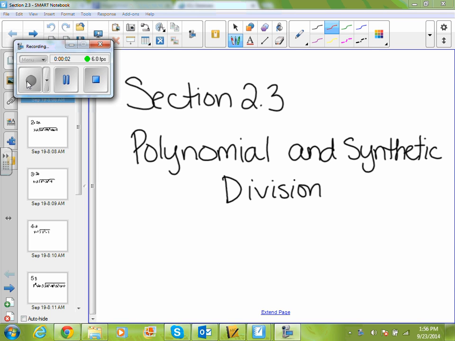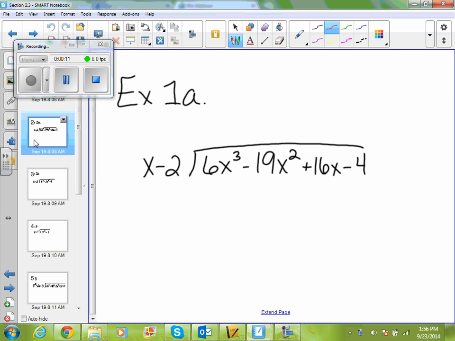Okay, today we're going to go over section 2.3, which is polynomial and synthetic division. It's how you divide quadratics. So, look at example 1. We have x minus 2 dividing into 6x cubed minus 19x squared plus 16x minus 4. We're going to start by doing this the long division way so that we know how it works, so that then we can learn how to do synthetic division.